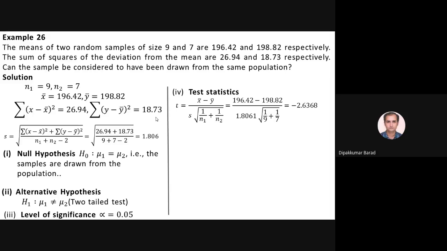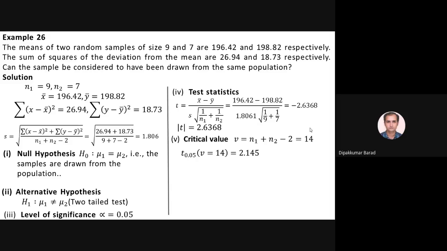Now we can put all these values in the t statistic, and I get minus 2.6368. So mod t is 2.6368. Now the degree of freedom v is equal to n1 plus n2 minus 2, so 9 plus 7 minus 2, which is 14.